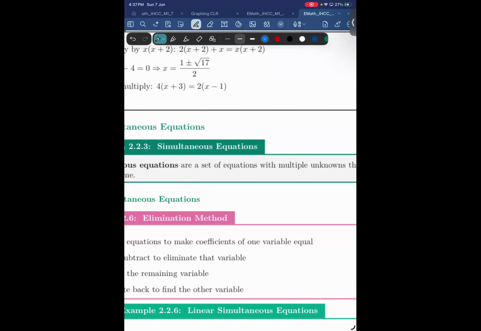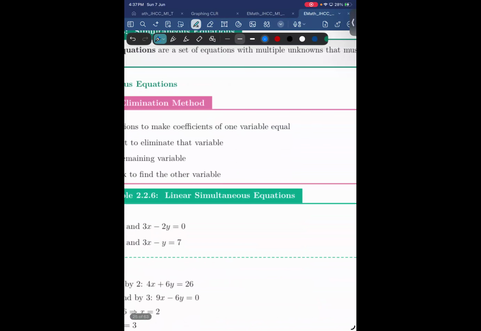We make one of the coefficients the same. So the number in front of x or y, you make it the same in both equations. Then you add or subtract. Your goal is to so-called eliminate the variable, to remove it. Then you solve for the other variable, and then you sub it back in to find what the value of the variable is.